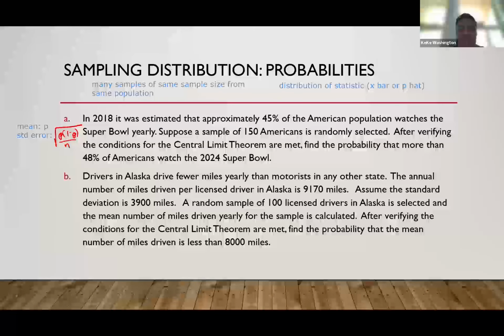In 2018, it was estimated that approximately 45% of the American population, so 45% of all Americans, that's P, the population proportion, watches the Super Bowl yearly. Suppose a sample of 150 Americans, that's my sample size, N, is randomly selected. Random is key. After verifying the conditions of the central limit theorem are met, find the probability that more than 48% of Americans watched the Super Bowl.